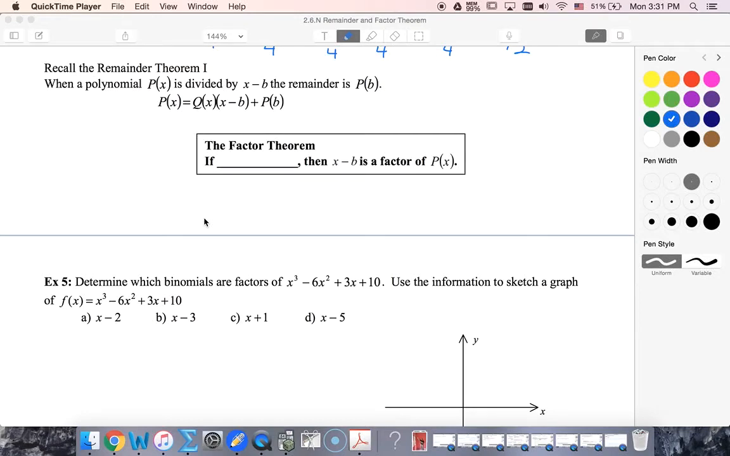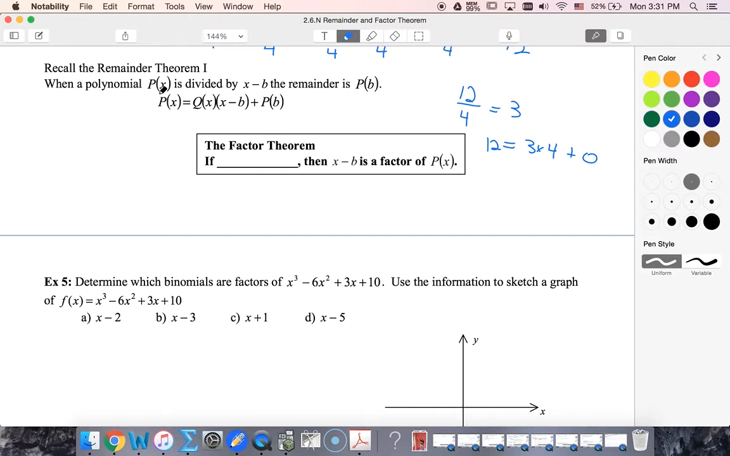All right, so if something is a factor, so if I take a number and divide it by a factor, for example, if I take 12 and divide it by 4, I get exactly 3. I could say that 12 is the same as 3 times 4, and there is no remainder.